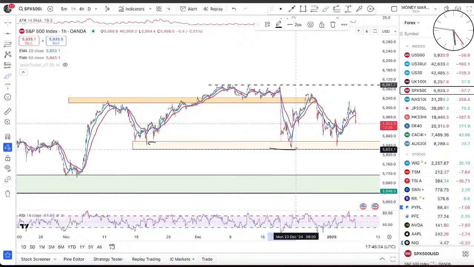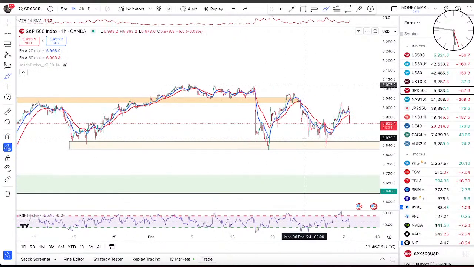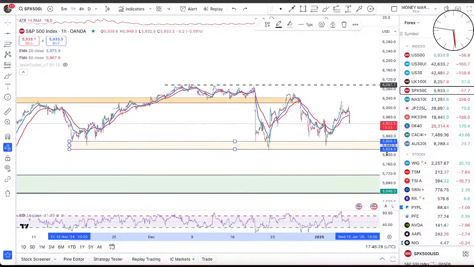Looking at this level, it has reacted nicely in the past. So this level right here, as you can see these numbers in blue, you can always mark these on your charts. 5824, and that goes up to 5858.